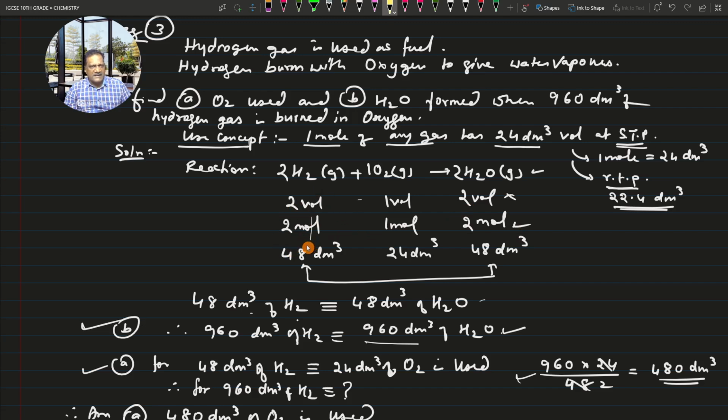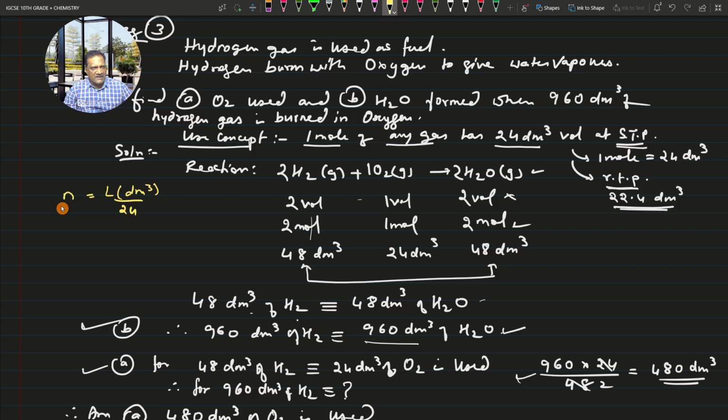So next what I'm going to do is write in terms of decimeter cube. Because all these three are gases, and you know that n is equal to V in liters or decimeter cube divided by 24. So we know this is 2 moles of hydrogen.